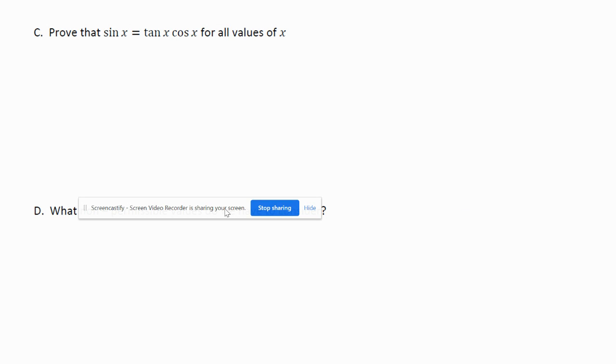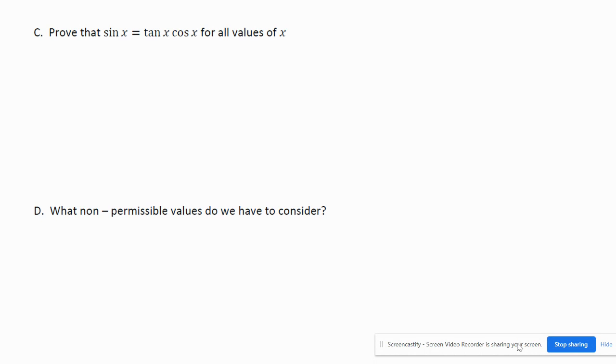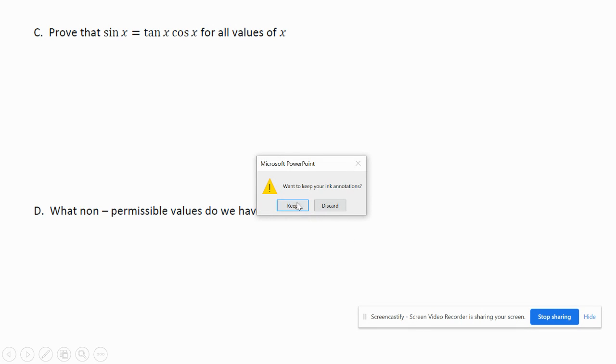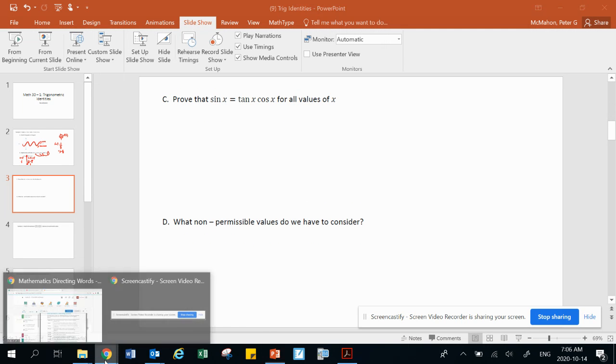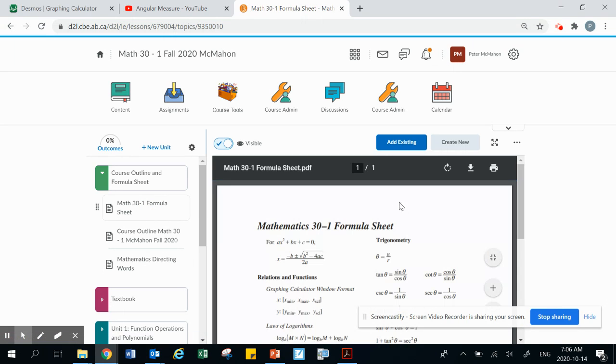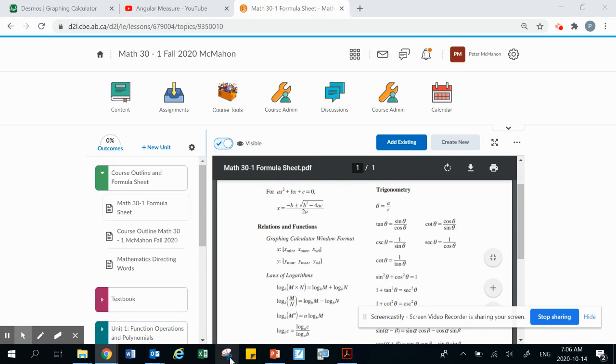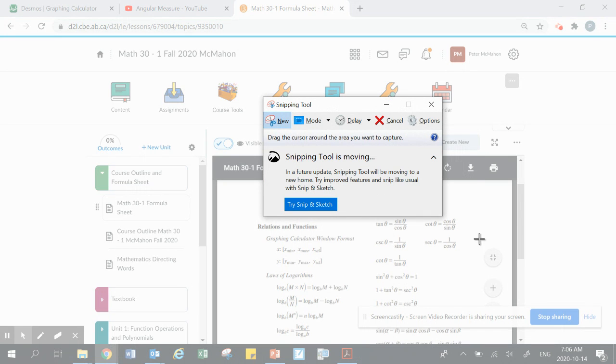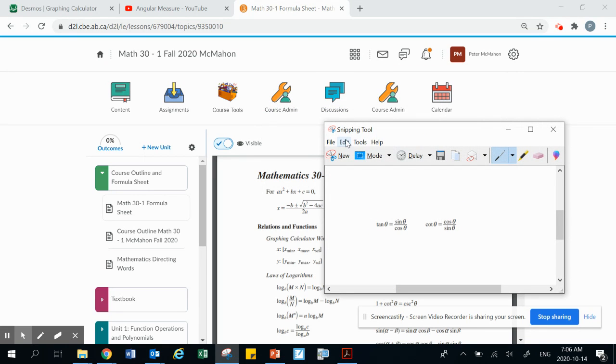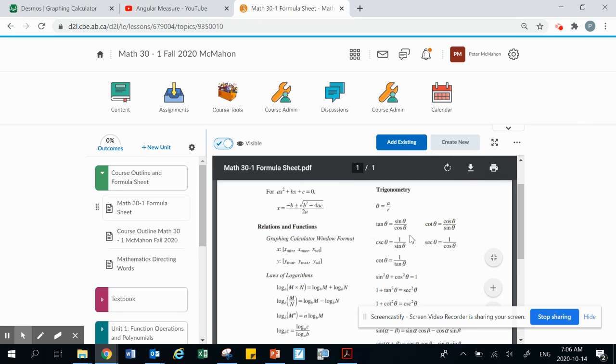All right, so for example C here, prove that this is equal for all values of x. Okay, now, sorry guys, pull up our formula sheet as well. Another thing that we're going to be using regularly in this unit is your formula sheets. I'm just going to go ahead and copy a couple of these. All I'm doing here is copying tan equals sine over cos, or cotangent equals cos over sine. We're just going to be using this one in this example over here.